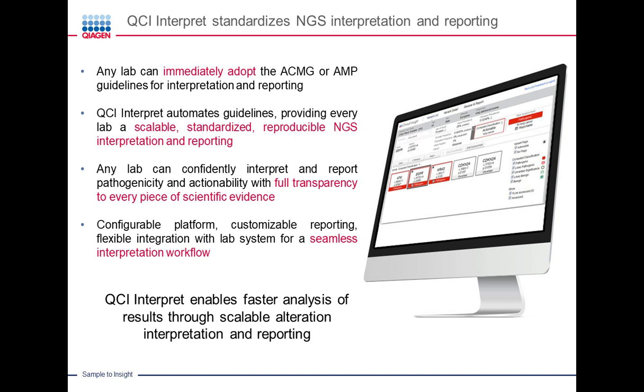So to summarize the key values of QCI Interpret, any lab can immediately adopt the ACMG or AMP guidelines for interpretation and reporting. And QCI computes those guidelines for somatic alteration classification, which provides the lab a scalable, standardized alteration interpretation and reporting solution. QCI provides for each classification full transparency to every piece of scientific evidence.